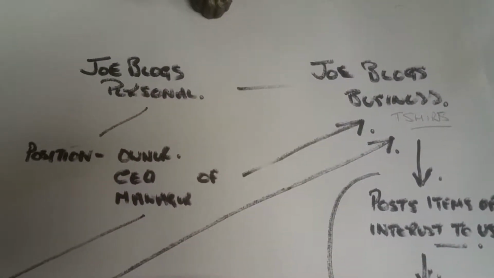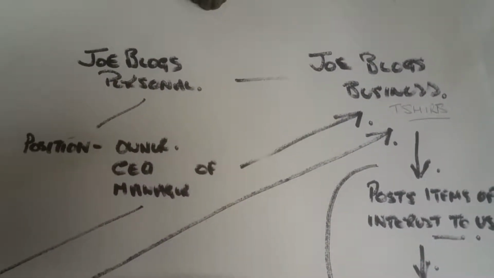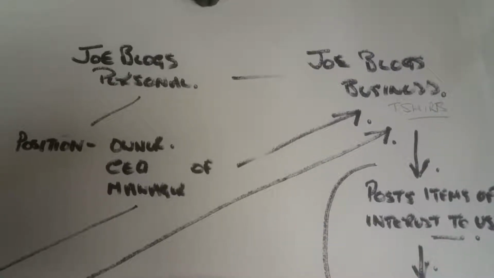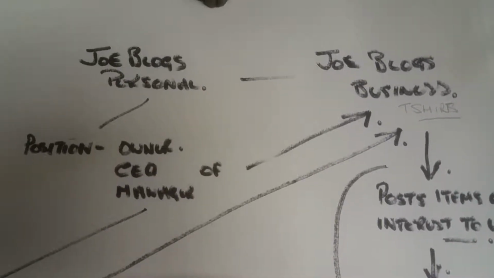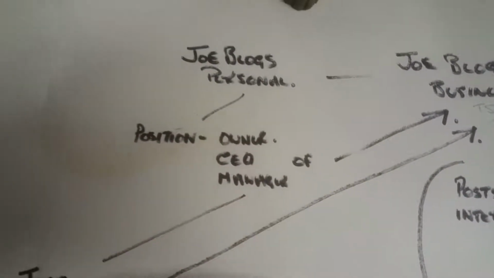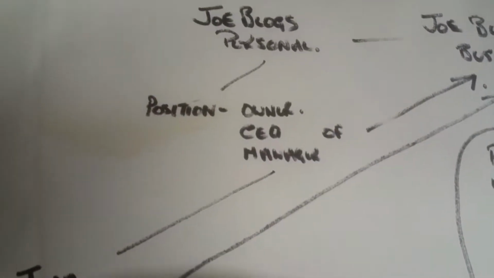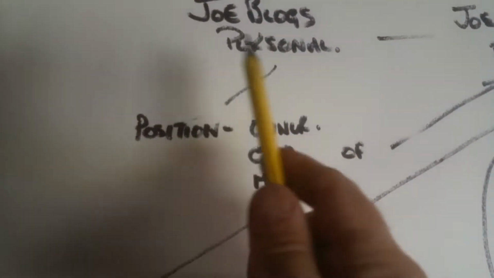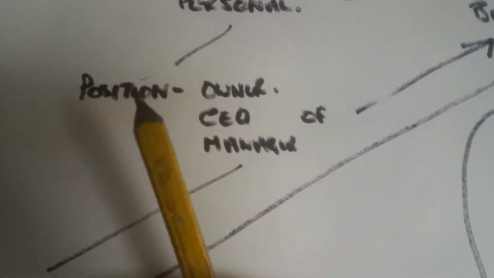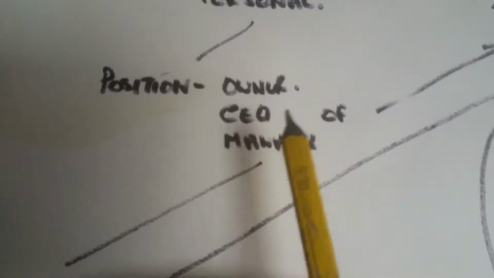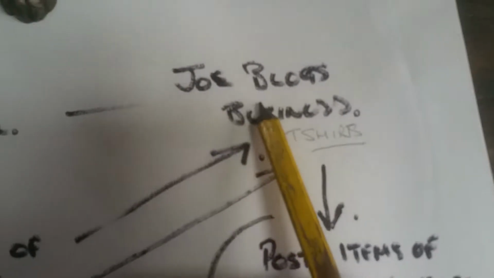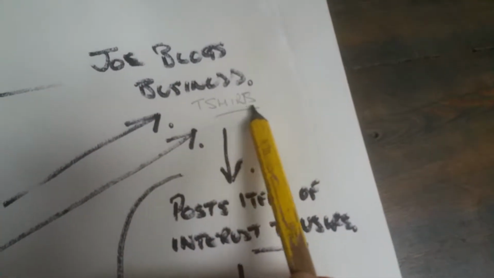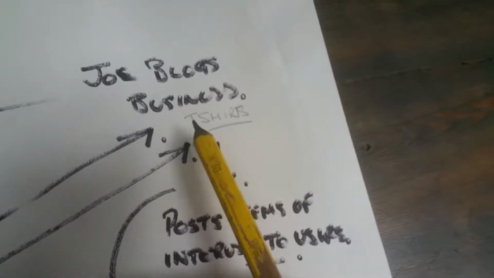Right, I've been meaning to do this for a while because I keep getting asked how best to use social media to push your business a bit. So Joe Bloggs has a personal account, and on his personal account he needs to fill in all the relevant details, and he needs to put in that he is the owner or the CEO or manager or whatever of Joe Bloggs business. And Joe Bloggs business is all about t-shirts or whatever.